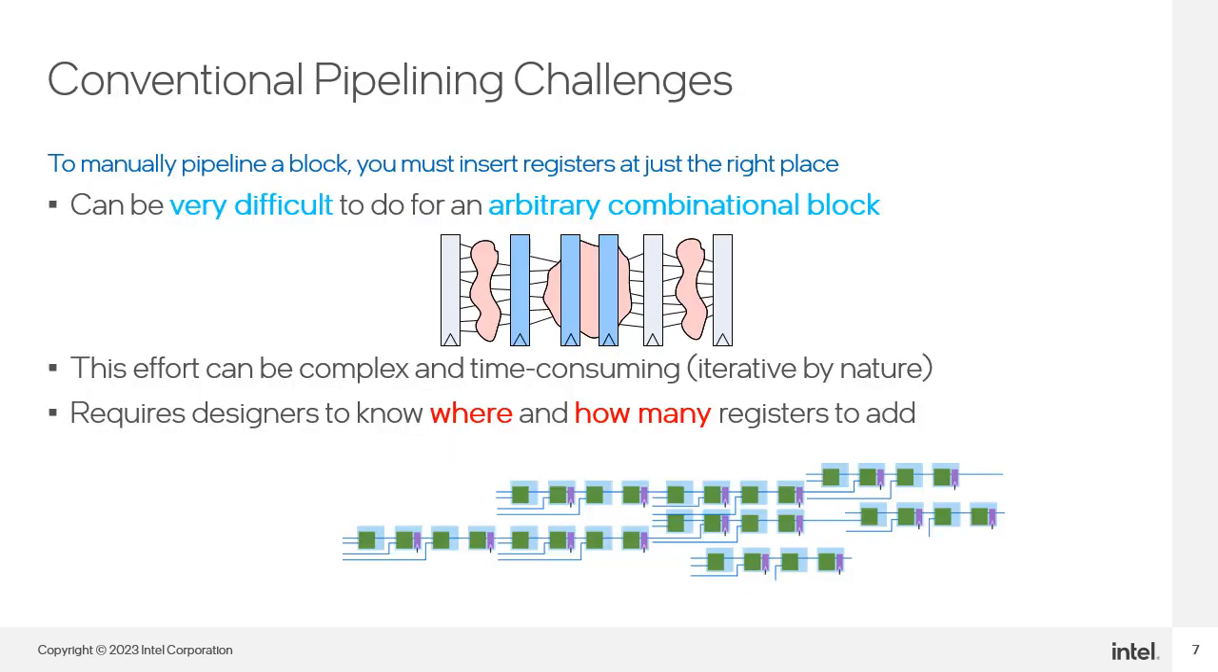A major challenge with conventional pipelining is that traditionally it is done manually. This requires a designer figuring out how many registers need to be added and where in the logic the registers need to be inserted to gain the full benefits of pipelining. So invariably, many design iterations and compilations are required for success.